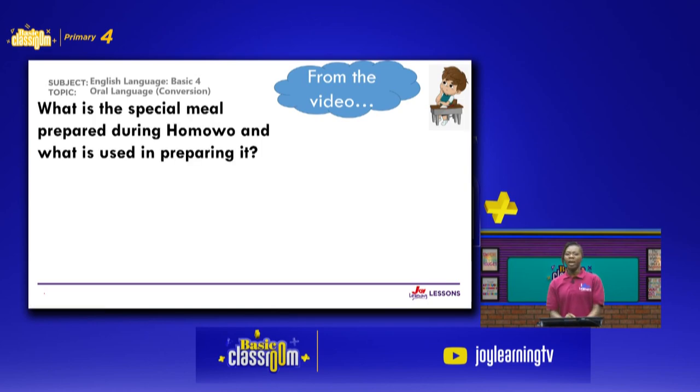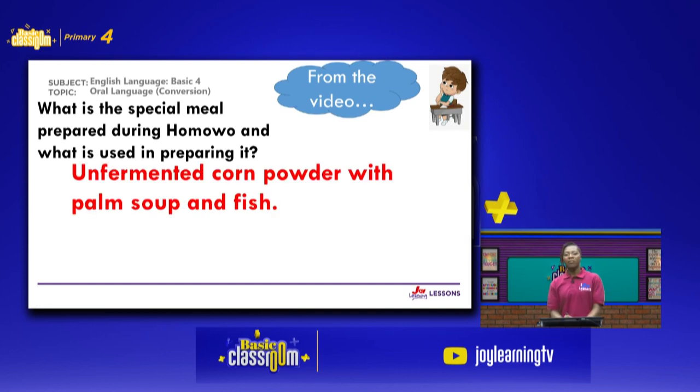Again, when we were watching the video, we saw some cooking going on. Now, what was this special meal that is prepared during Homowo, and what at all do we use in preparing this special meal? In the video, we saw that unfermented corn powder is used and it is mixed with palm soup, and they mash it with some fish in a bowl. So we use unfermented corn powder with palm soup and fish in the preparation of this special food. And the special food that is prepared during this occasion is called kpokpoi.